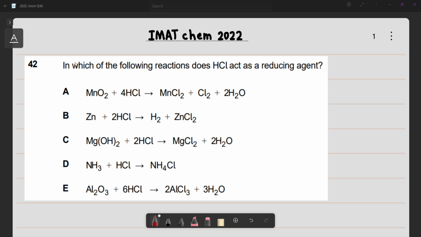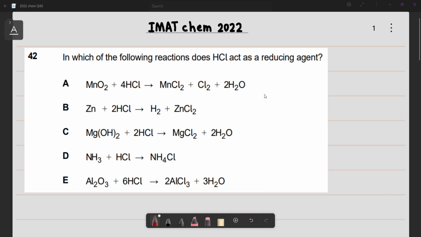All right, welcome back. So this is question 42 from the chemistry section in the IMAT 2022 past paper. I will be explaining how to solve this question. It says, in which of the following reactions does HCl act as a reducing agent? Before we go through each of these options, we must recall the basic definition of a redox reaction and the term reducing agent, which is the most important.